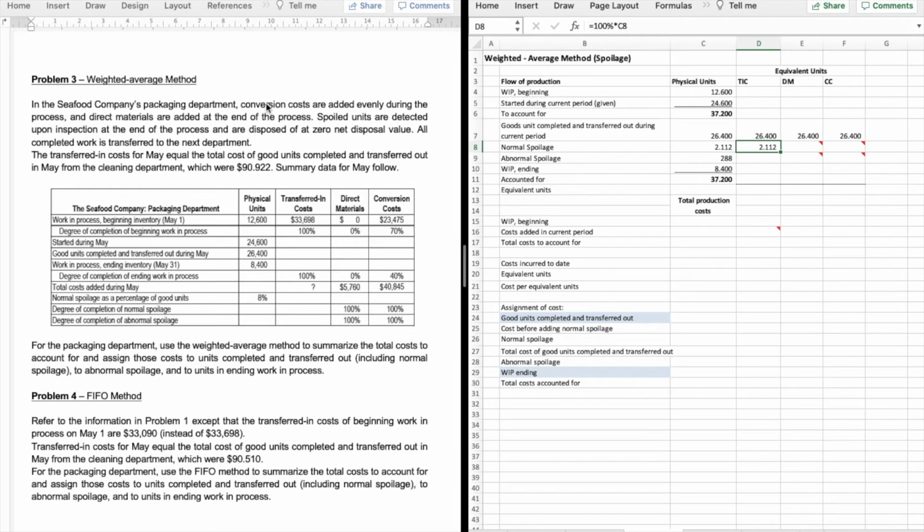But in this case, both the direct materials and the inspection point are added at the end of the process. It means that they are in the same degree of completion, so we will have the direct materials here as 100%. And so for the conversion cost. And for the abnormal spoilage, the same rule is applied. In the transferred in cost, of course, it is 100%. And in the direct materials, it will also be 100%.